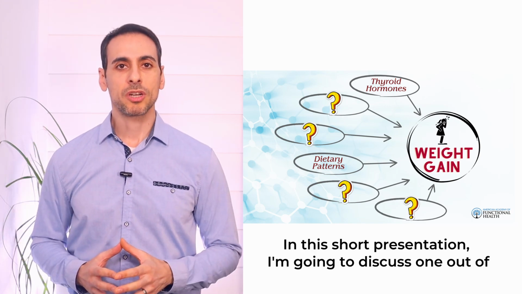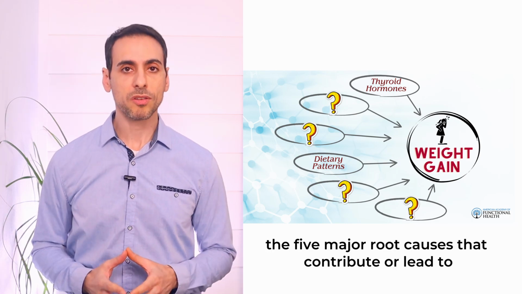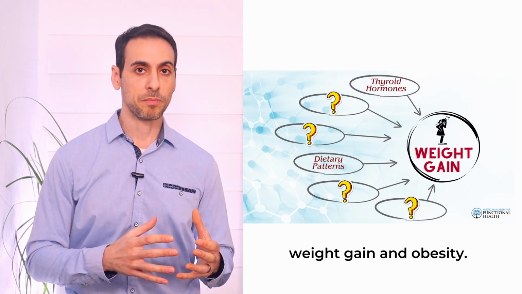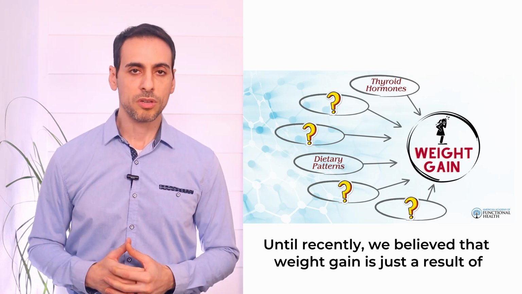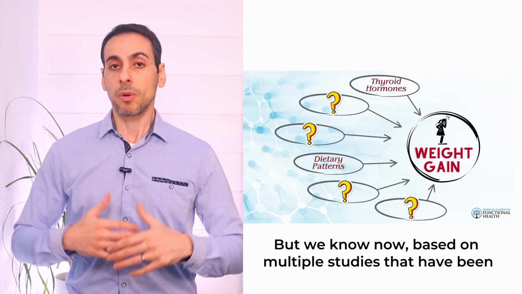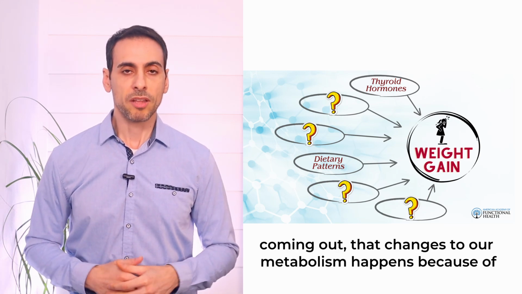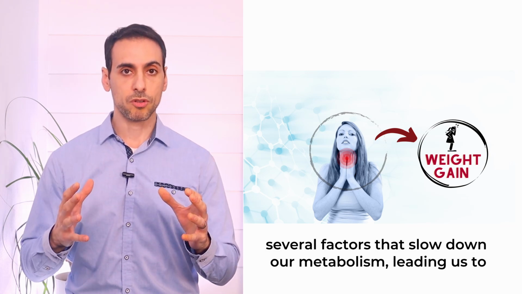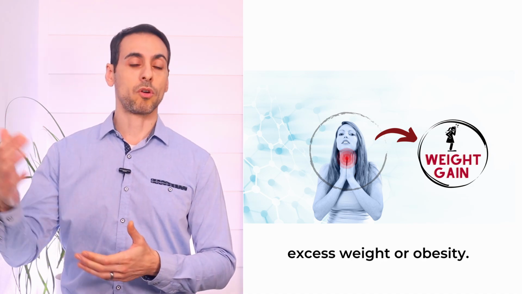In this short presentation, I'm going to discuss one out of the 5 major root causes that lead to weight gain and obesity. Until recently, we believed that weight gain is just a result of eating excess calories and not exercising enough. But we know now, based on multiple studies, that changes to our metabolism happen because of several factors that slow down our metabolism, leading us to excess weight or obesity.